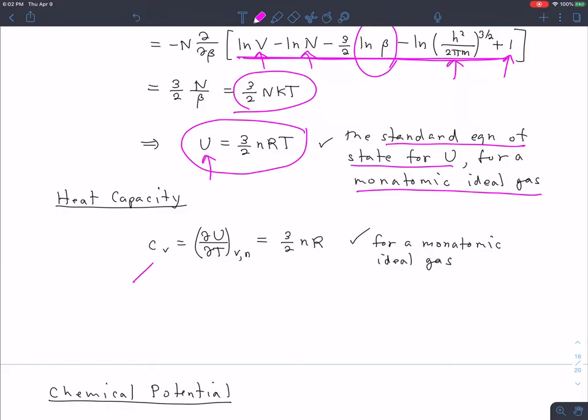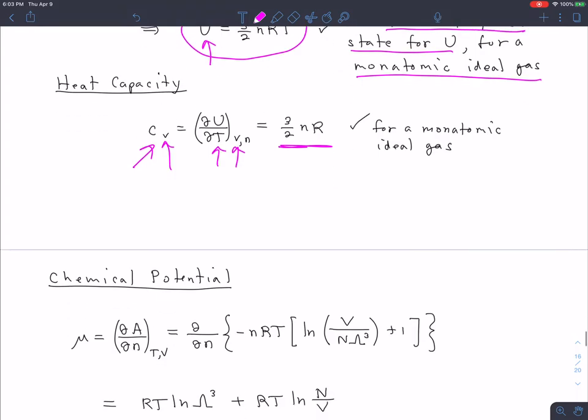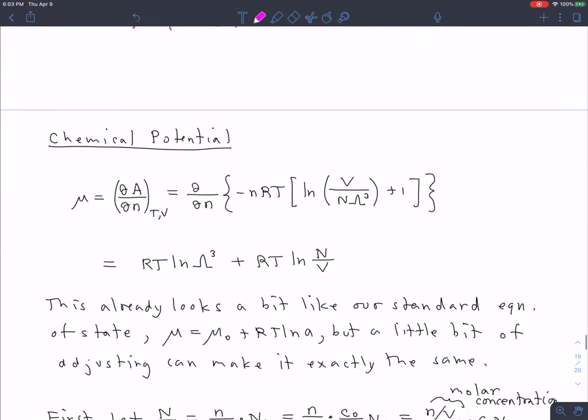Once we've got the energy, we can get the heat capacity. All we have to do is take a derivative with respect to temperature, and that gives 3/2 nR. I think everybody will recognize that that's the heat capacity. The heat capacity at constant volume, notice, because this is a system where volume is being held constant. That's the heat capacity at constant volume for a monatomic ideal gas. We used that many times earlier in the thermodynamics section.